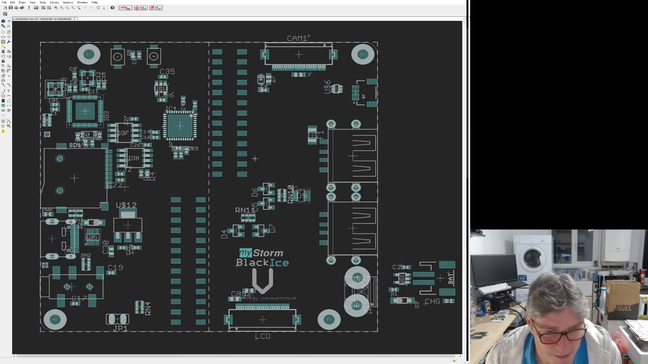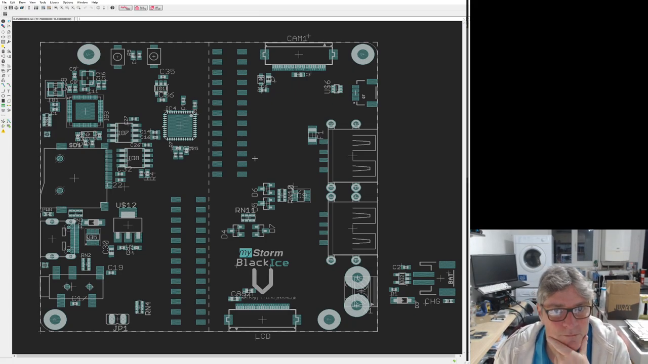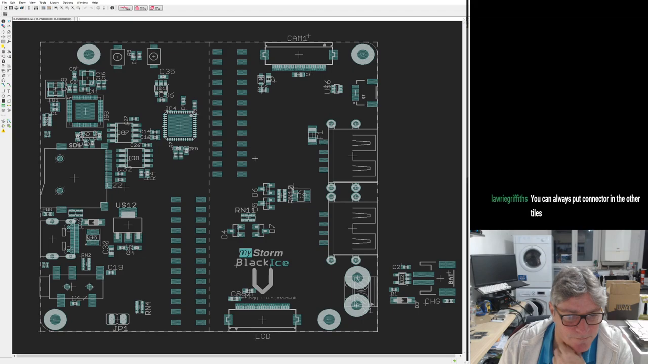It's hard to decide what you want on the main board if there is a stack of other boards. You have to explain that one to me, Laurie. What do you mean? Do you mean from my design point of view, or as someone that was to buy one?